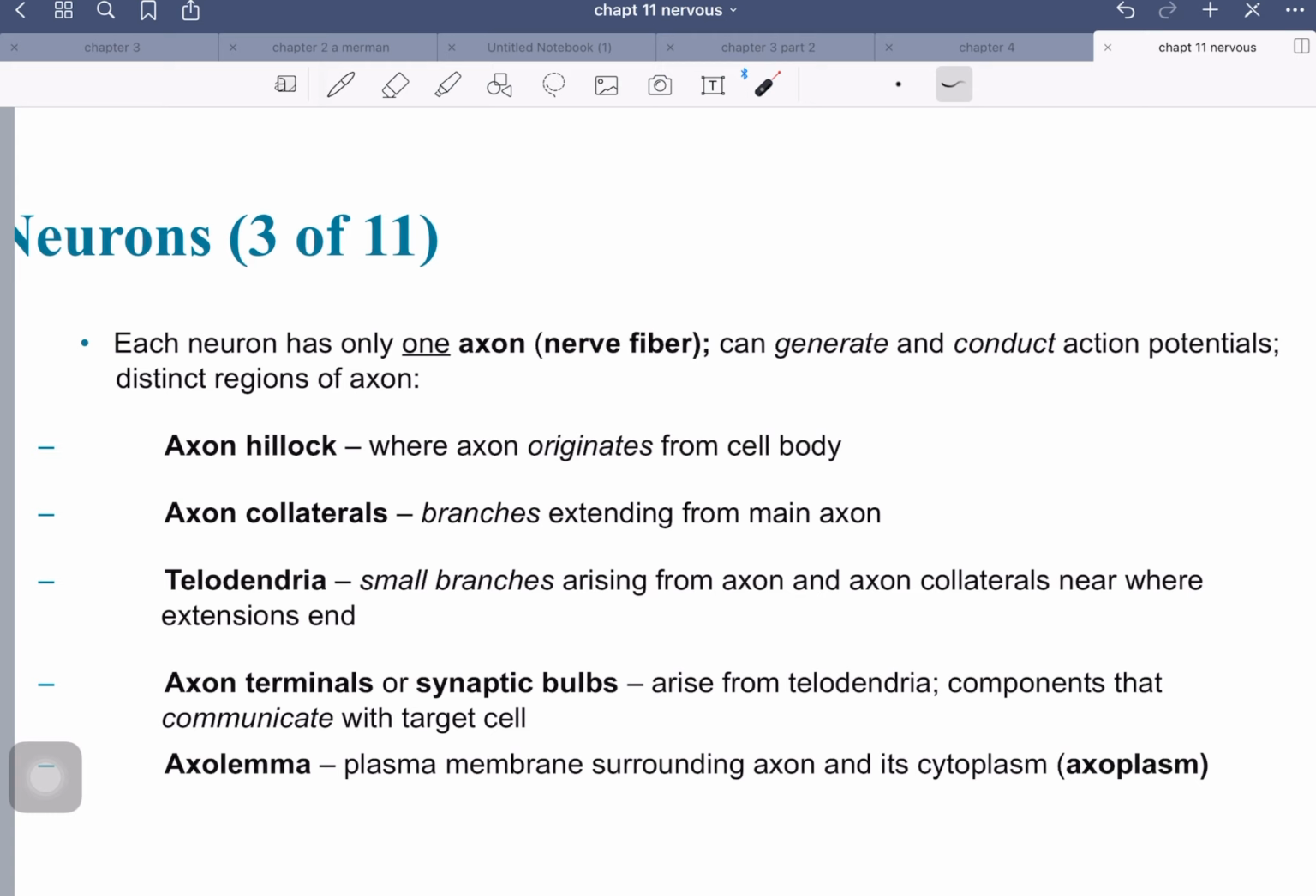Also, when I'm looking at other parts of the neuron, we're going to see some terms. Now, typically each neuron has one axon, and we can call that the nerve fiber. And of course, this is where we generate and conduct action potentials. Now, at the start of an axon, it's really where the cell body starts to taper down and become the axon. There's a region called the axon hillock. Now, this is going to be an important region when we start talking about the formation of action potentials in the near future.